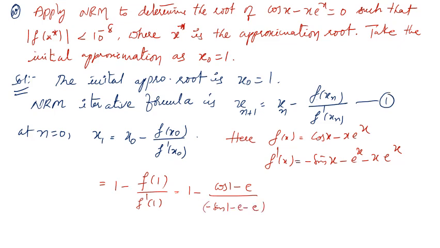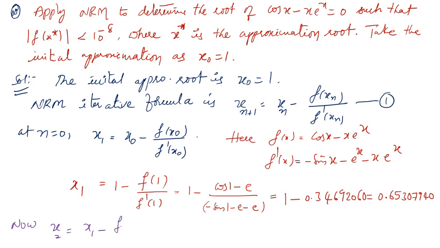After calculating all these values, we get 1 minus 0.34692060, which gives 0.65307940. This is the first approximate root x1. Coming to x2, from equation 1, if I put n equal to 1, x2 is x1 minus f of x1 by f dash x1.